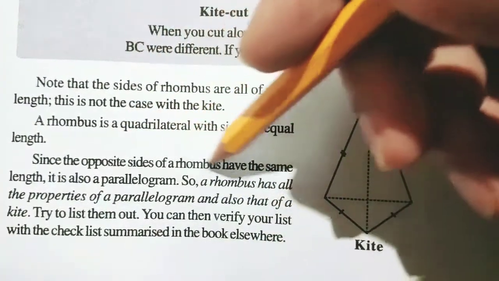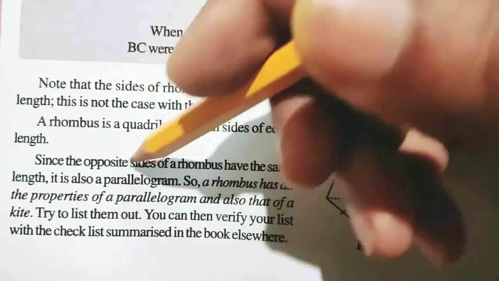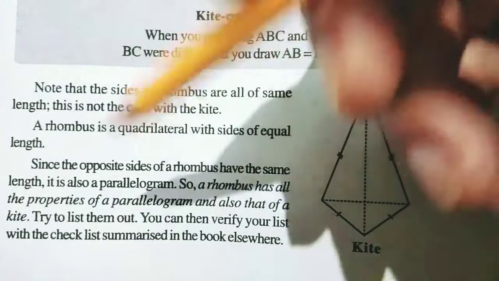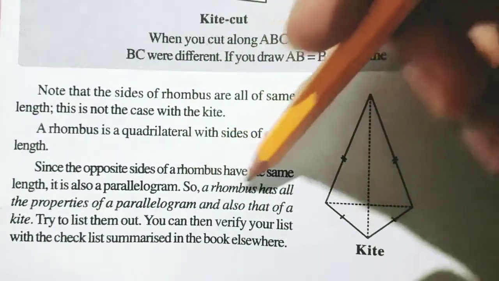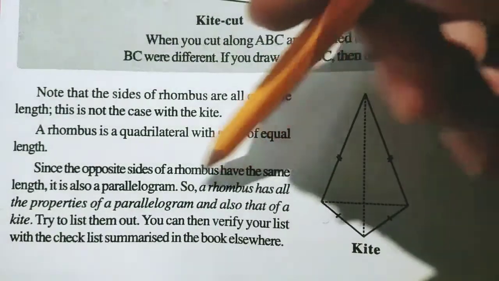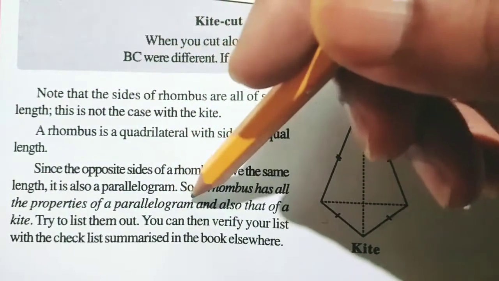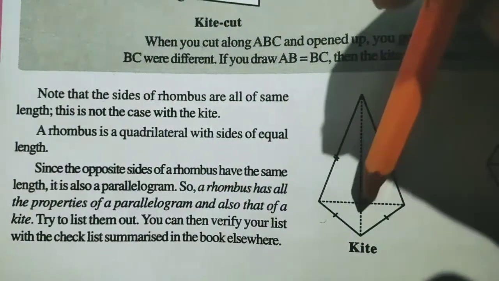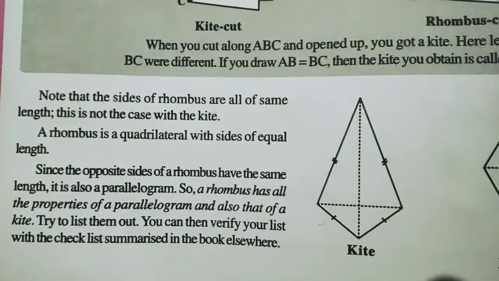Since the opposite sides of a rhombus have the same length, it is also a parallelogram. See, it is written, because opposite sides are equal to each other like a parallelogram. So a rhombus has all properties of a parallelogram and also that of a kite. Understood? So this is called a rhombus.